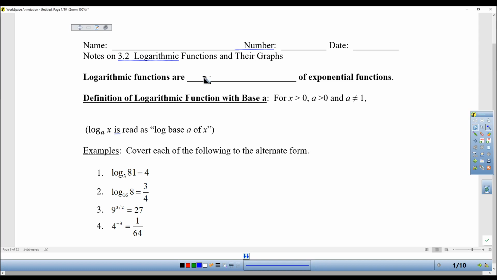Logarithmic functions are inverses of exponential functions. The definition of a logarithmic function with base a is y is equal to log base a of x. Make sure you know how to pronounce that: log base a of x. If and only if, this is a cool little way of writing that, if and only if x is equal to a to the y.